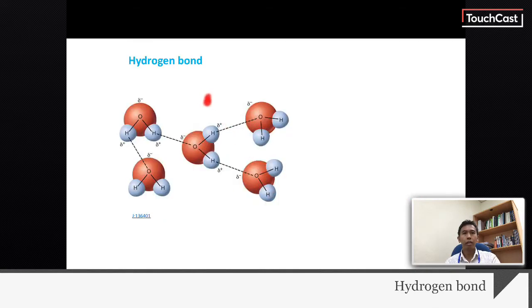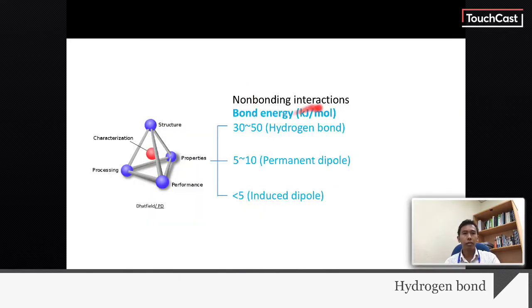Hydrogen bond. A hydrogen bond is the attractive force between hydrogen attached to an electronegative atom of one molecule and an electronegative atom from a different molecule. Usually, the electronegative atom is oxygen, nitrogen, or fluorine, which has partial negative charge, like this. This is the strongest nonbonding interaction. Commonly, it is called a bond, but it is not a primary bond. It is a nonbonding interaction.